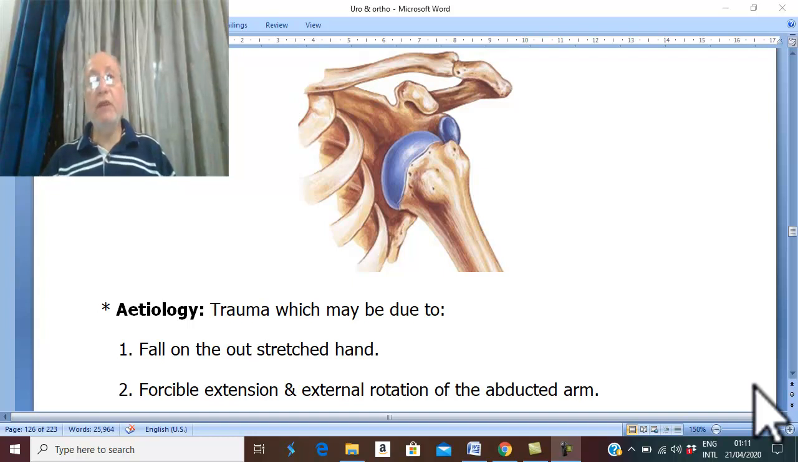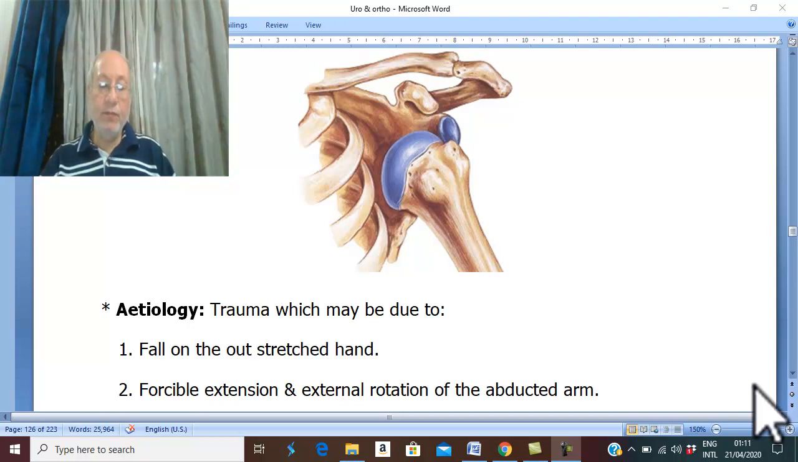Dislocation of shoulder joint. Dislocation of shoulder joint is very important because it is the commonest dislocation in the body. Why? Why is dislocation of shoulder the commonest dislocation?